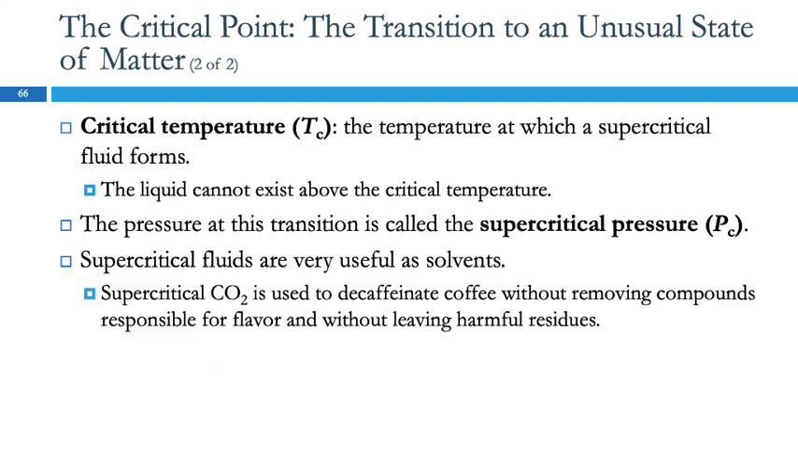So the critical temperature, Tc, is the temperature at which a supercritical fluid forms. Above that temperature, you cannot have a liquid. The pressure that occurs at that transition is called the supercritical pressure. So why do we even talk about these? Supercritical fluids are actually really useful solvents. Supercritical CO2 can be used to decaffeinate coffee. So you can remove the caffeine without removing the compounds that give the coffee the flavor that you like. And when the process is over, it leaves behind no harmful residues because all the CO2 just evaporates.